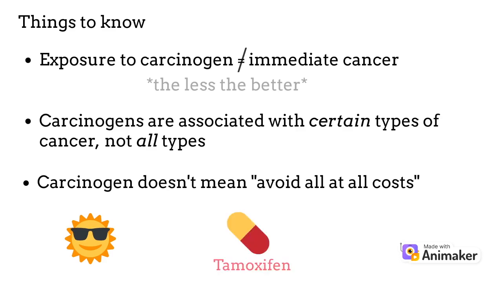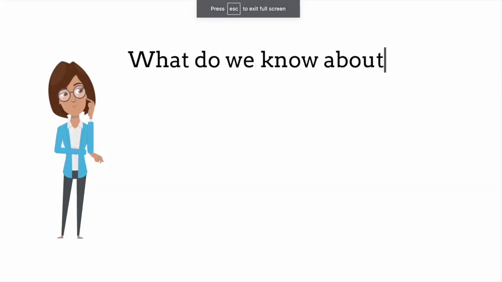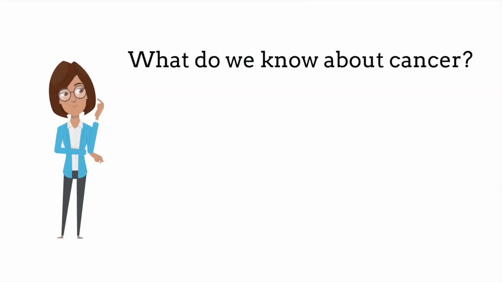Another example is tamoxifen. Tamoxifen is another carcinogen known to increase the risk of uterine cancer. However, it's a very useful breast cancer drug. It's all about cost and benefit analysis. Now, what are some common associations with cancer? Let's make this a bit of a trivia game.